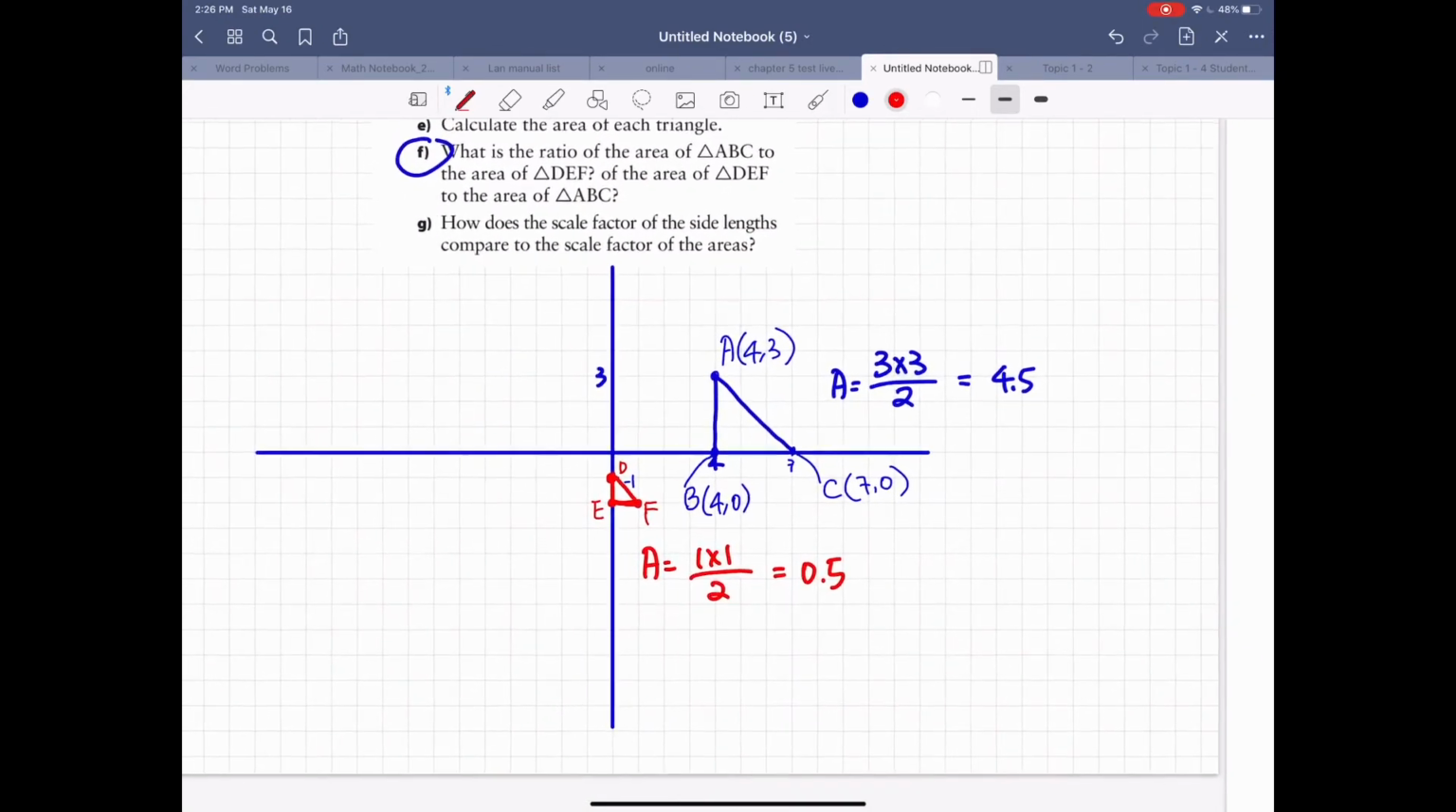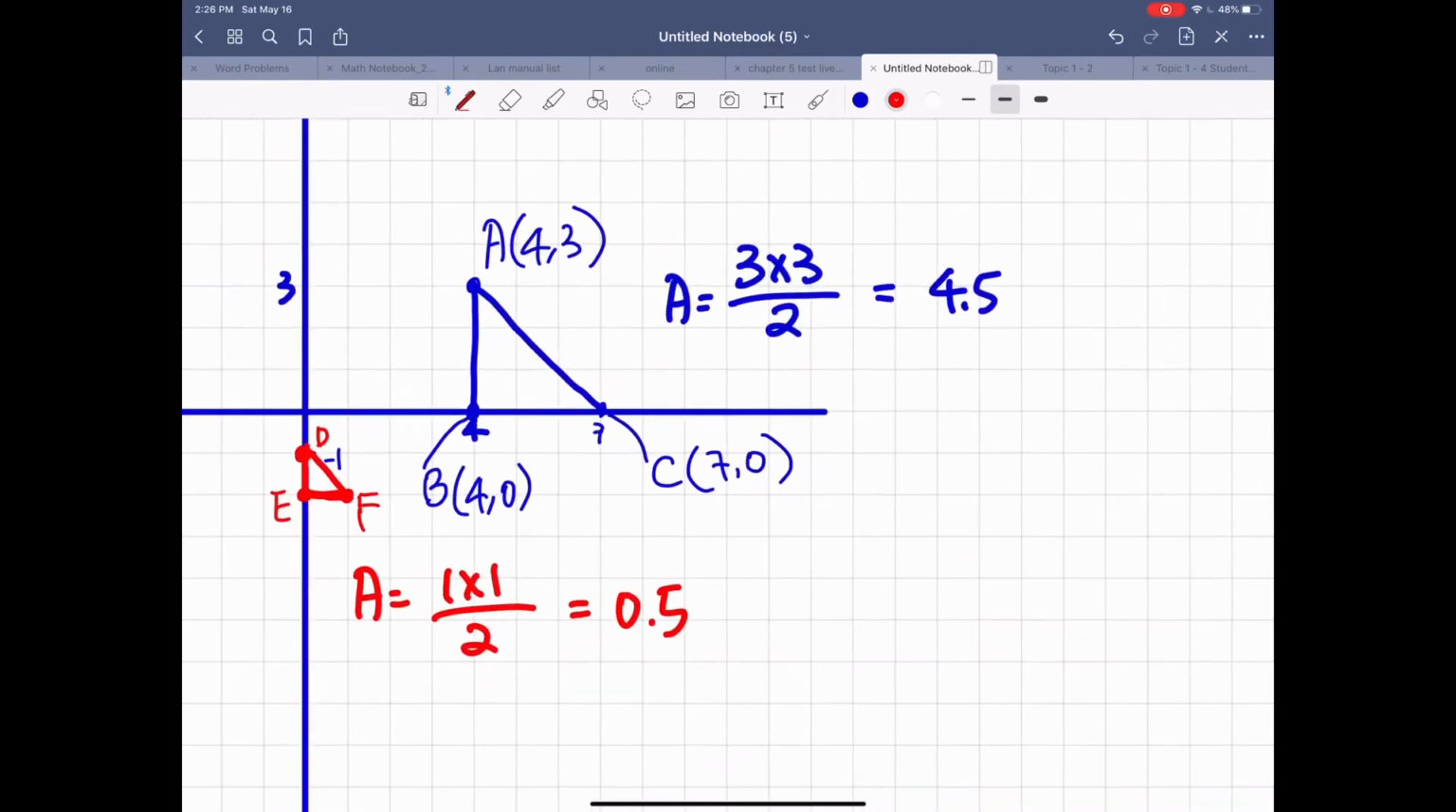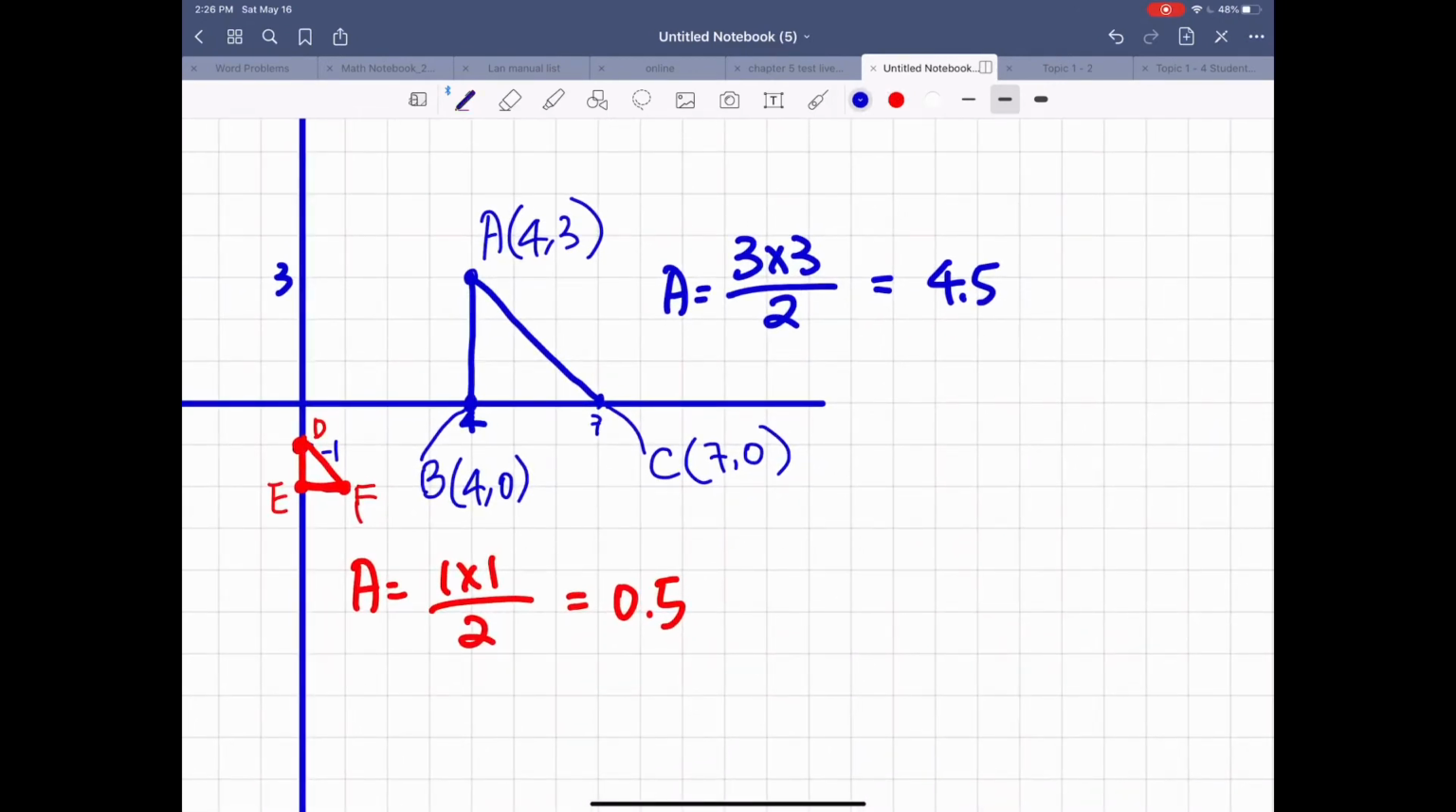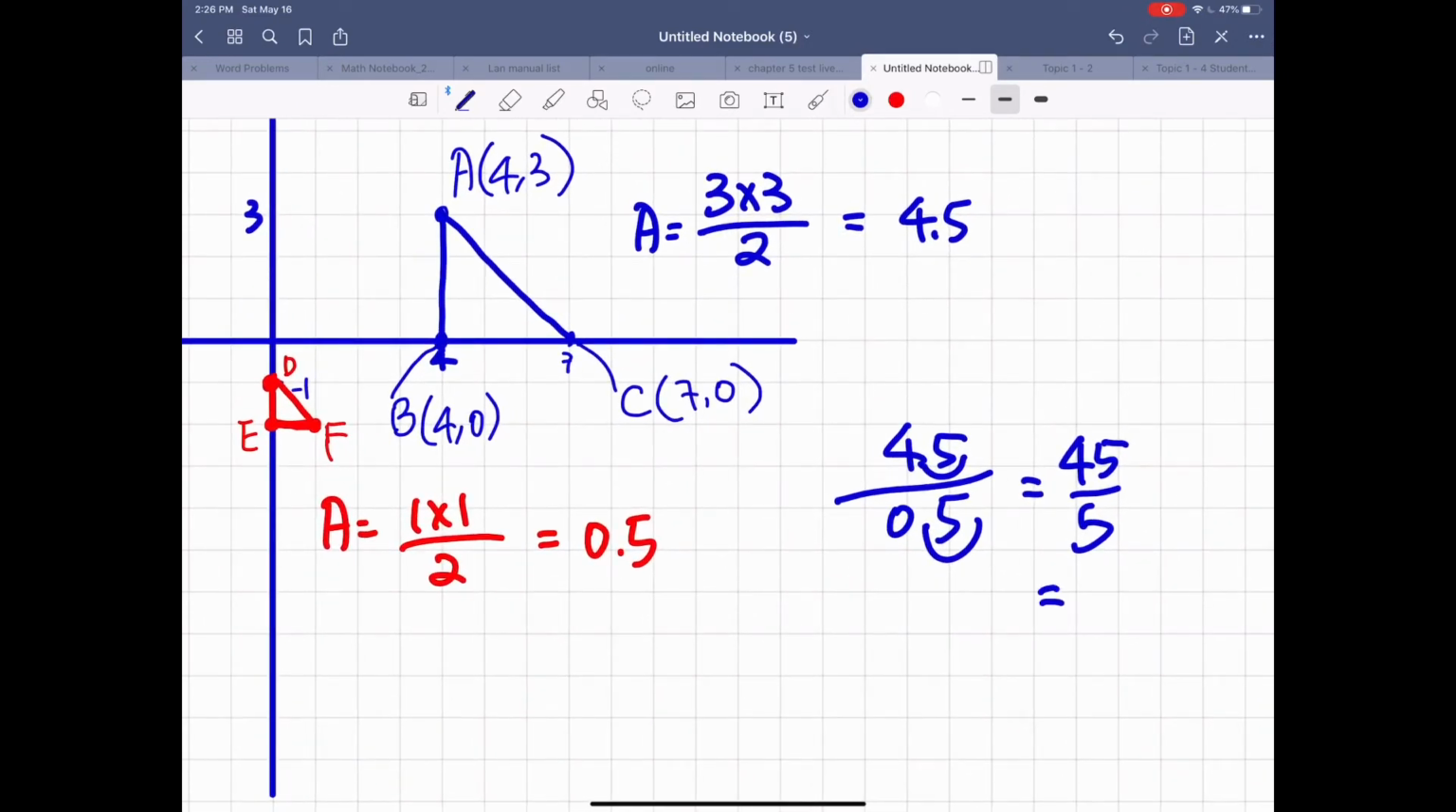They ask you about the ratio of ABC to DEF. If they ask what's the ratio of triangle ABC to DEF, then you put ABC on top, and DEF at the bottom. So the ratio would be 4.5 over 0.5, which is the same as 45 over 5, because if you move the decimal both to the right, it makes the fraction still the same. In the end, the ratio is 9 over 1 if you reduce the fraction, dividing by 5. So the ratio is 9 to 1.